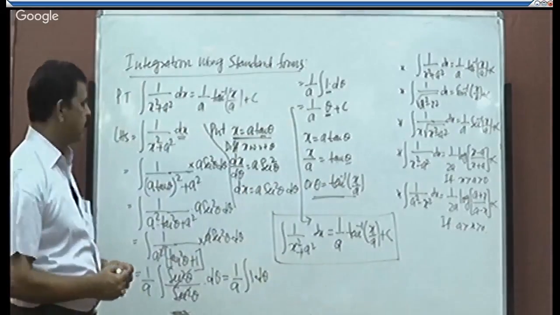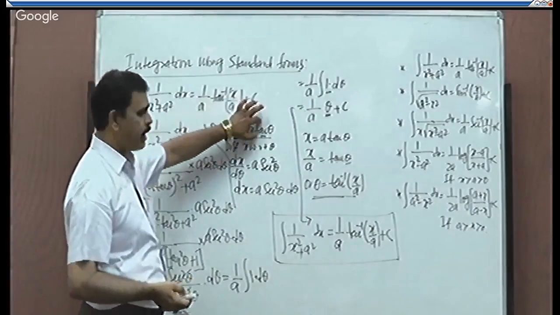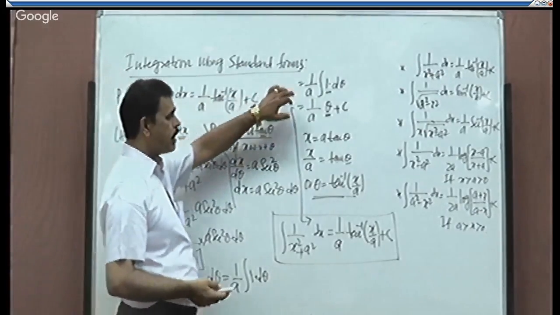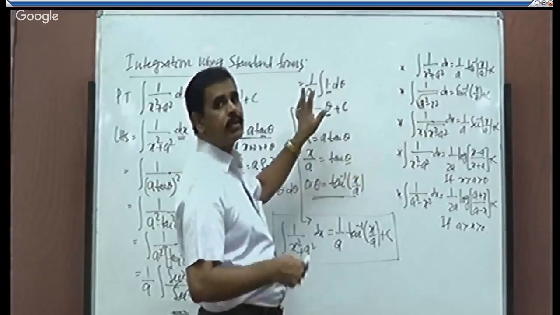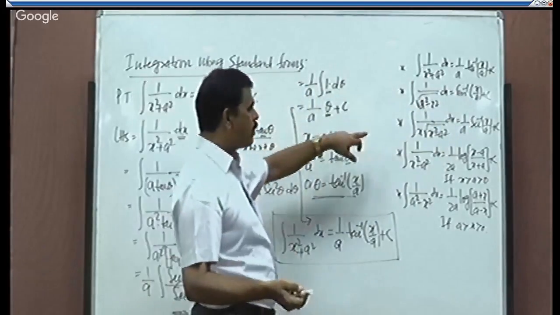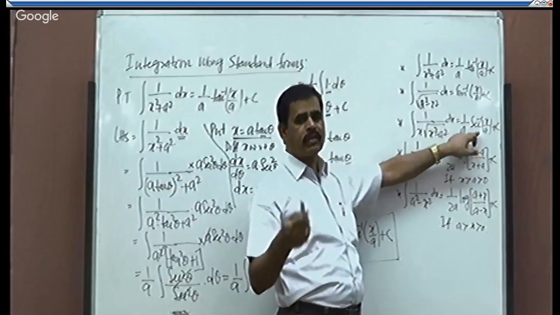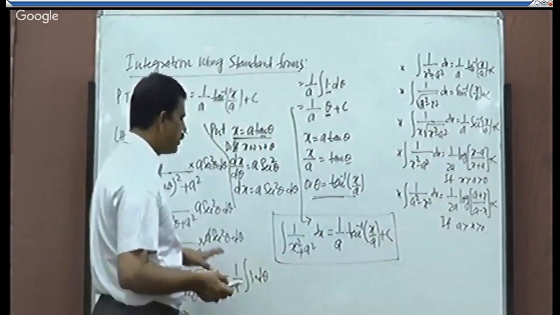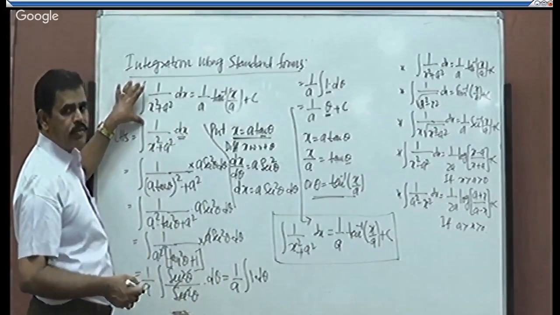Got it? To derive this, you take x in terms of tan. Suppose you want to derive the second one, which is in terms of sine inverse, there we should take x in terms of sine. For the third one, the answer is in secant inverse, so we should take x in terms of secant theta. This is the procedure we need to follow to prove the first formula.